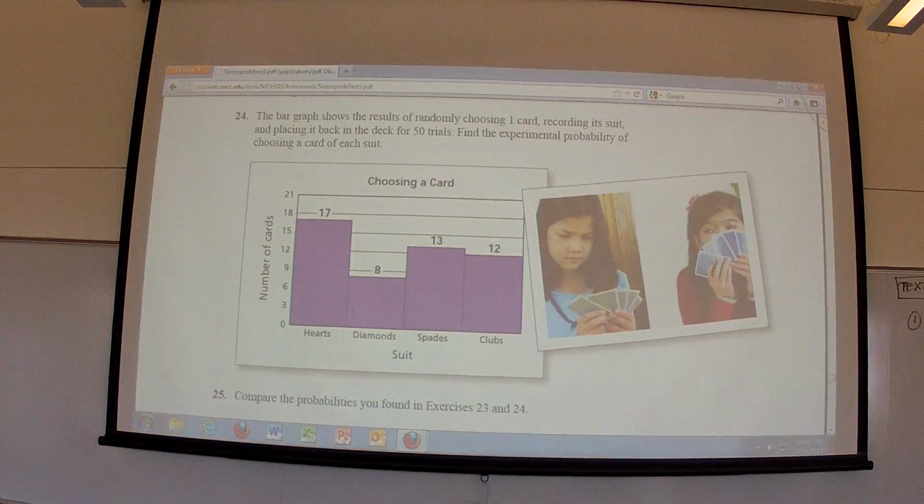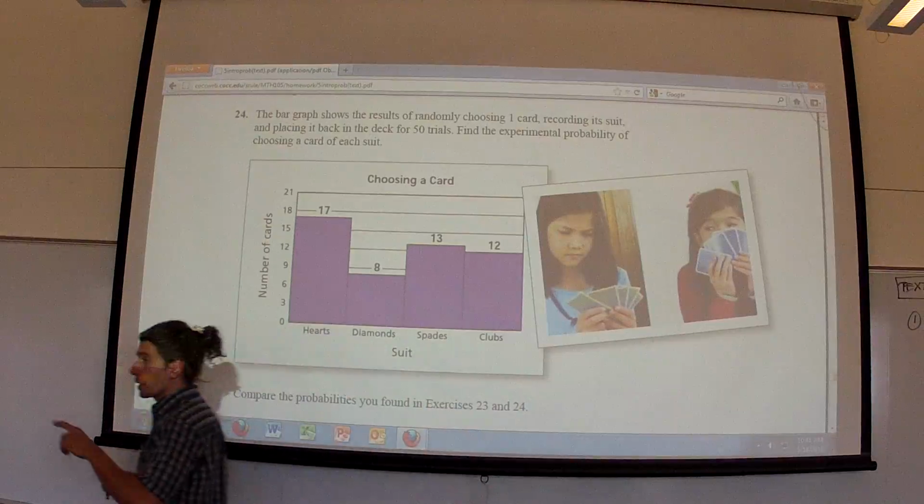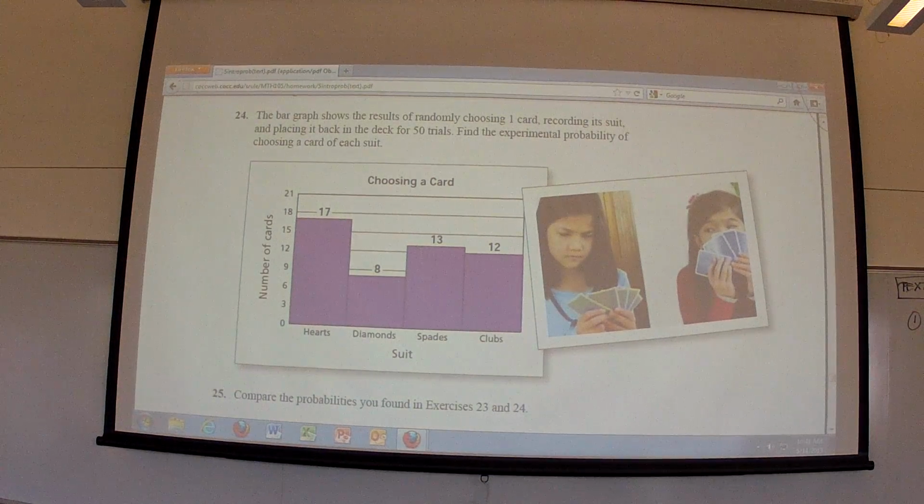Now 24 asks us to do the experimental probability for each suit, and that's what we've got down here. This is similar to what we did in class last time. We knew the theoretical probability of rolling a 1 or a 2 was always 1 in 6. The theoretical probability of a dodecahedron die is 1 in 12. It's a fun word. The empirical or experimental probability doesn't make any assumption about the equal likelihood of the outcomes. It just says, let's do the experiment and see what happens.